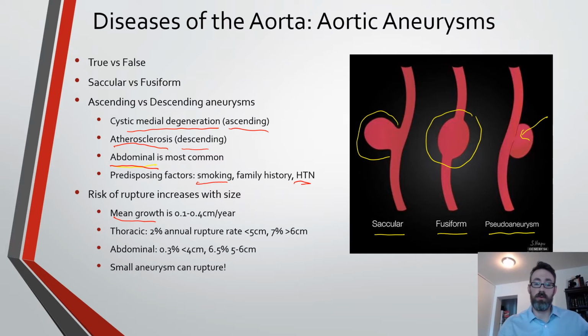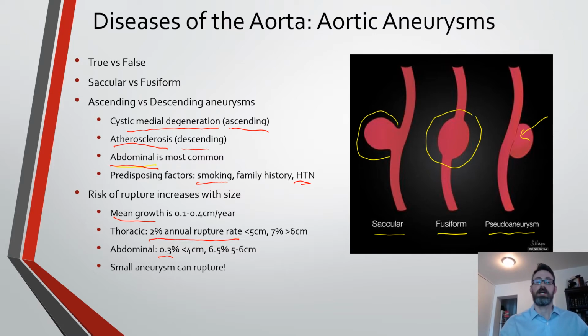For the thoracic aneurysm, I have here a 2% annual rupture rate if the aneurysm is less than 5 centimeters in diameter, and it goes up to 7% if it's greater than 6 centimeters. This just shows you the correlation: the risk gets greater as the size increases. For abdominal aortic aneurysm, you can see 0.3% if it's less than 4 centimeters, which jumps to 6.5% if it's between 5 and 6 centimeters.